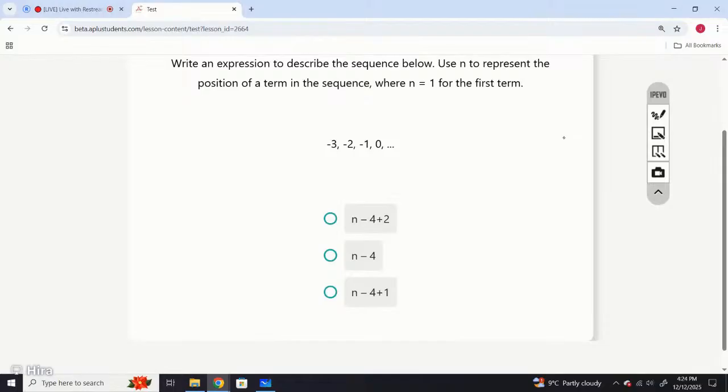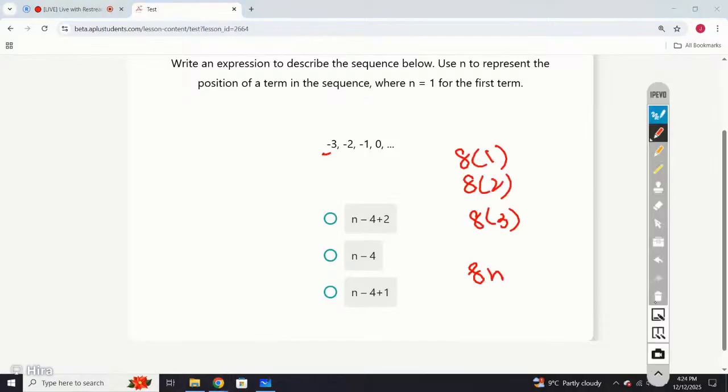Write an expression to describe the sequence below. Negative 3, negative 2, negative 1 and 0, where n equals 1. So you have to start with n equals 1, right?